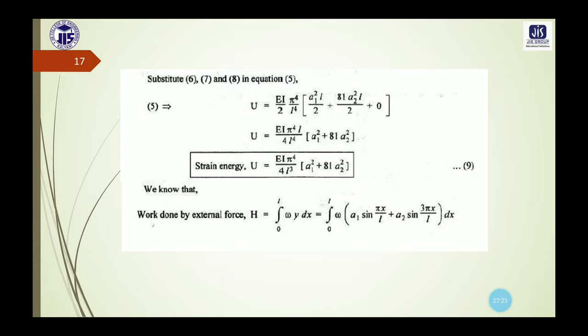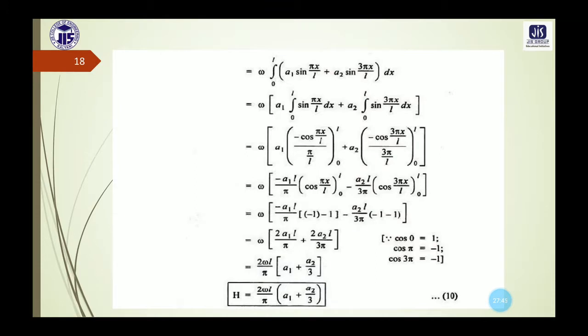Next, in step 3 we need to find the value of the work done by the external force, which is H equals the integration 0 to L of omega y dx. So here we need to put the value of this y, that is the approximation function, which is a1 sin pi x by L plus a2 sin 3 pi x by L, dx.